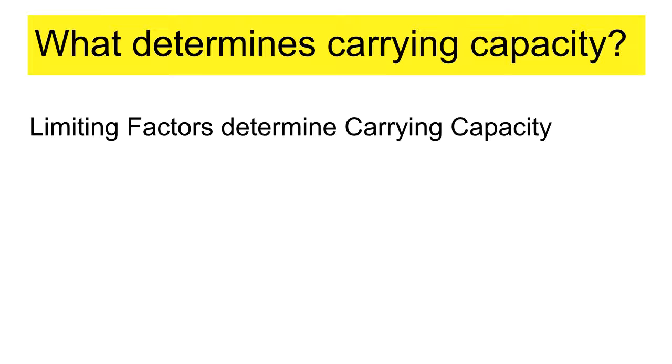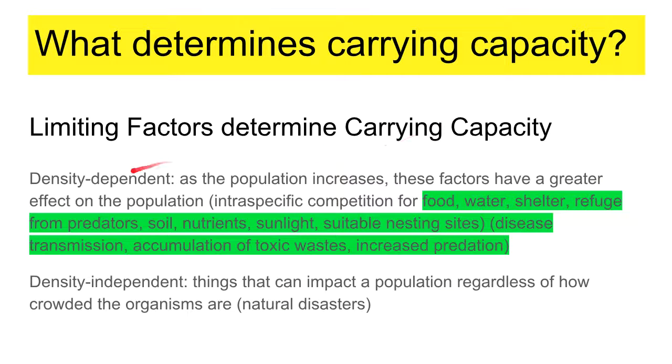Now, what are those limiting factors? We can tie in density dependent factors. So, as the population increases, these factors have a greater effect. When the population is really small, there isn't very much competition for food or water or shelter. But as you get more and more individuals in that population, the competition becomes greater and greater. And all of these things have a greater effect.